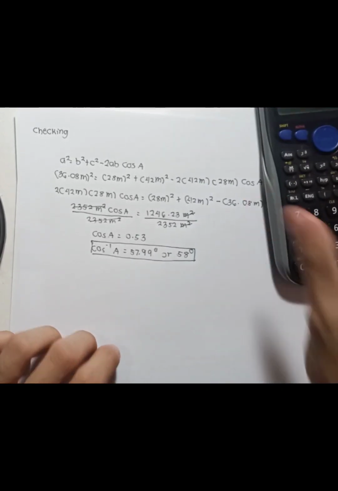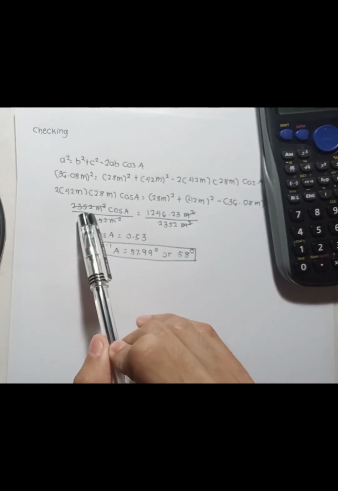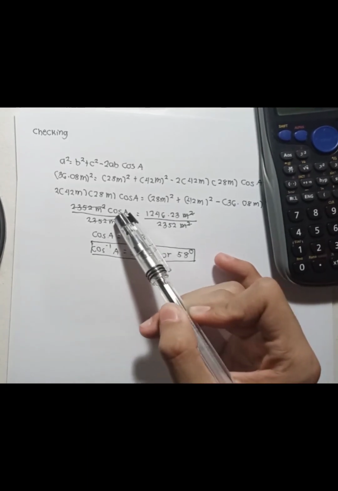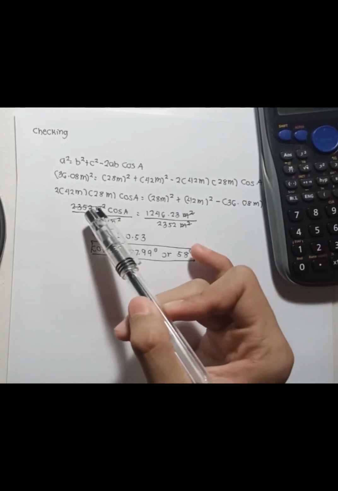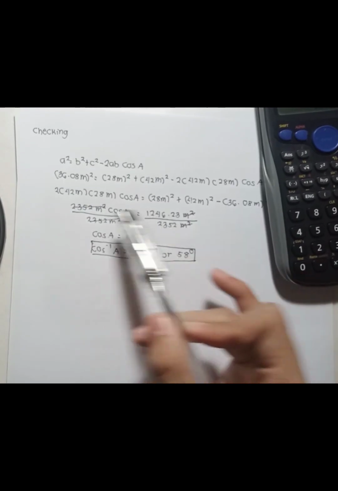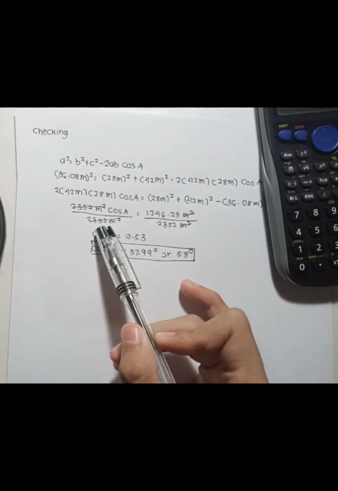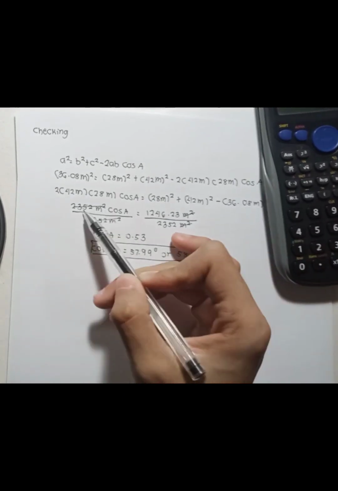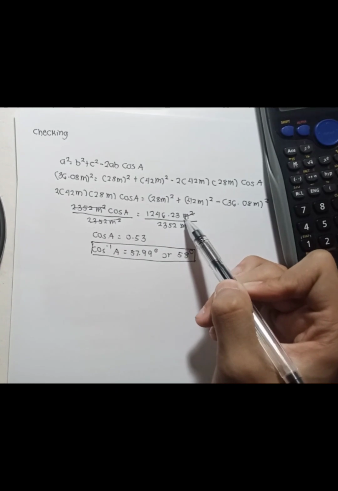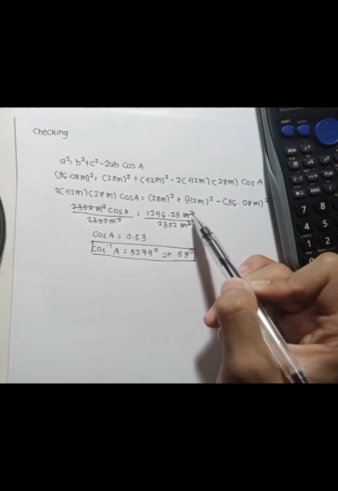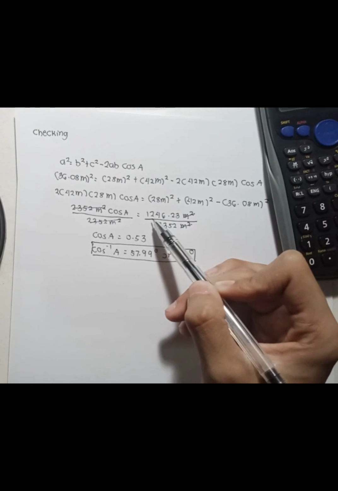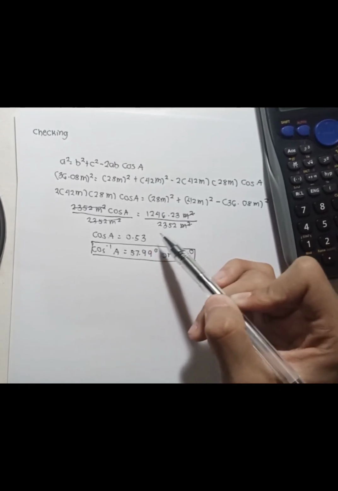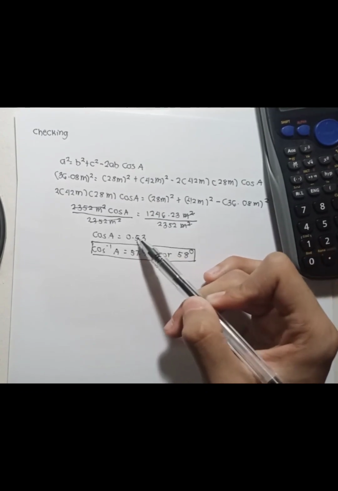1,246.23 meters squared. So, kailangan natin tanggalin itong 2,352 meters squared. Kasi ang hanapin lang natin dito is yung cosine A. So, we will divide both sides by 2,352 meters squared para makancel ito. Okay? So, cancel siya. So, makancel yung meter squared dito kasi division siya. Okay? So, 1,246.23 over 2,352, we will get the answer of 0.53.